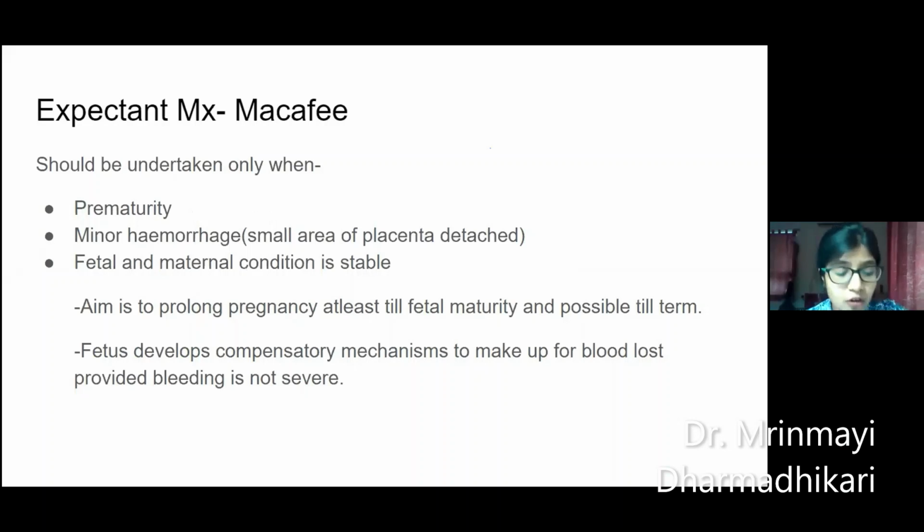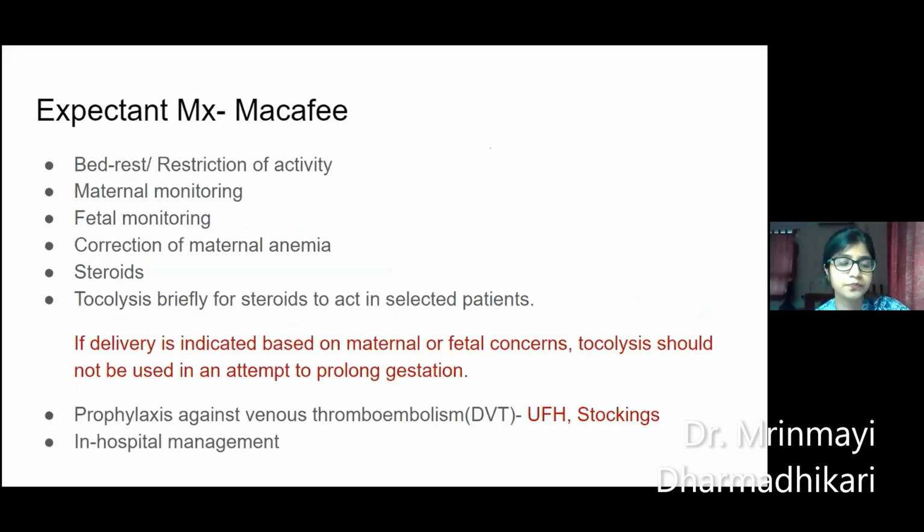Because the aim of this management is to prolong pregnancy at least till fetal maturity and if possible till term. Fetus will develop compensatory mechanisms to make up for the blood lost provided the bleeding is not severe. Okay, so what comprises expectant management? You will admit the patient in the hospital, but what next? What all do you watch for in the patient?